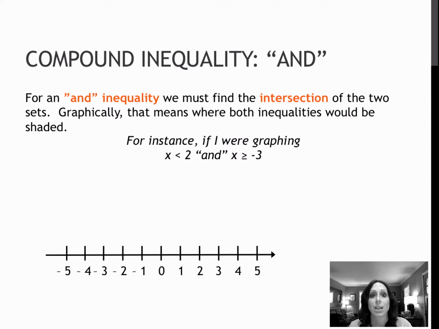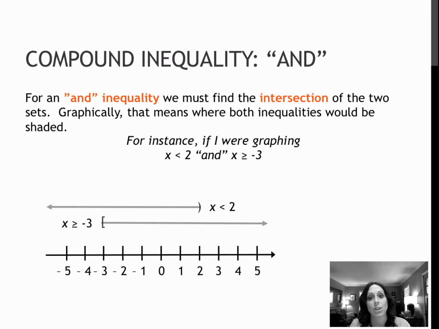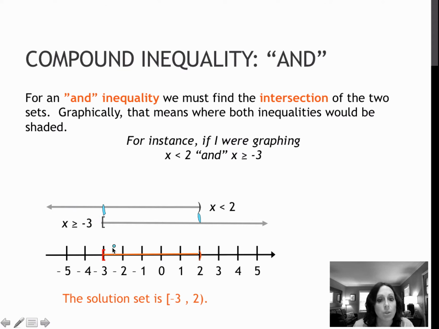We also talked about what that looks like with graphing. If I were graphing x is less than 2, it would look like this. It's the parenthesis at 2 shaded to the left. Greater than or equal to -3 would be a closed bracket on -3 shaded to the right. And remember, the and is the intersection. So we're looking for where they are both shaded. That would be from -3 to +2, and we would include the -3 and the +2. So this is the intersection of the sets.